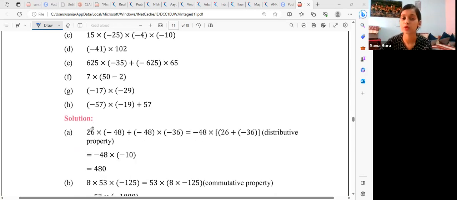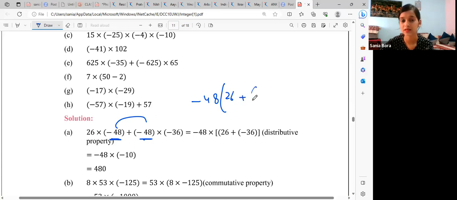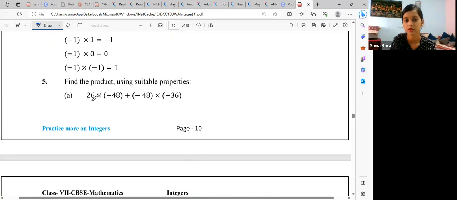26 multiplied by minus 48 plus minus 48 multiplied by minus 36. So in the distributive property, basically, you have to find something common. In this, what is repeating? Minus 48 is repeating? Yes. So you will take it common. It will become plus 48, it will come outside. Now it will be 26 plus minus 36. Now you can solve it. Clear? So for the first one, solve it and tell me the answer.